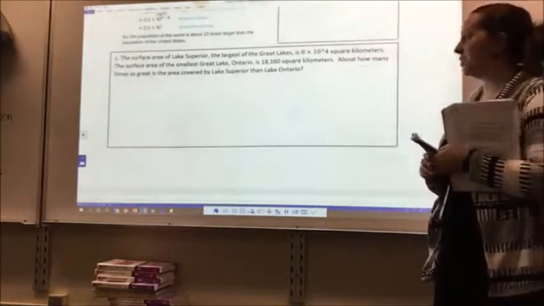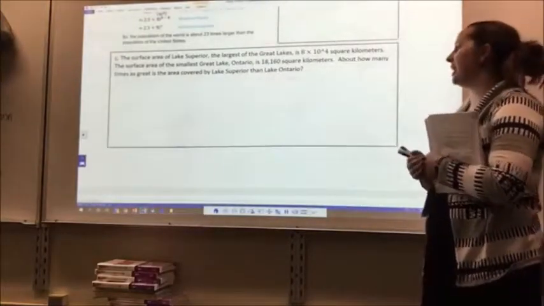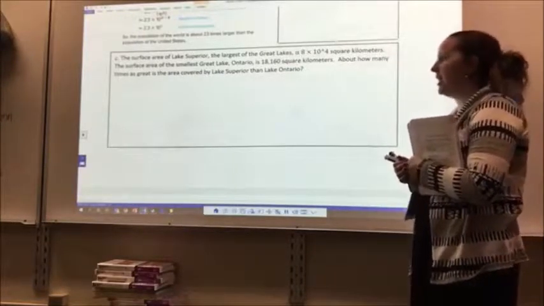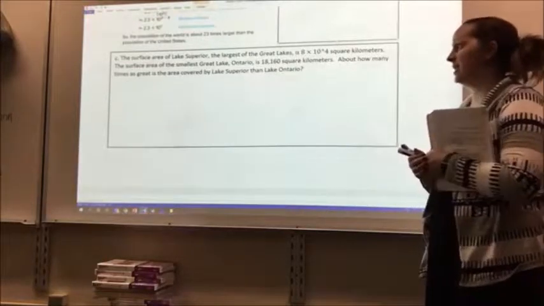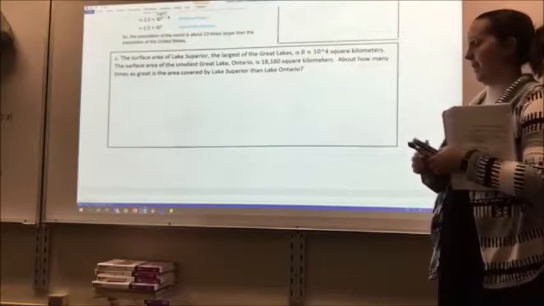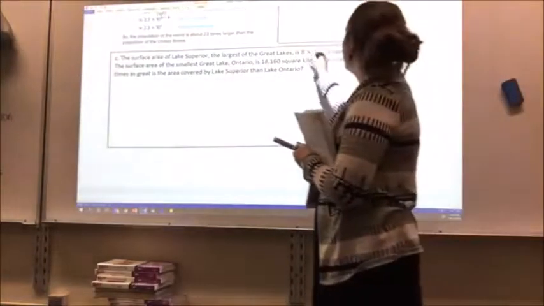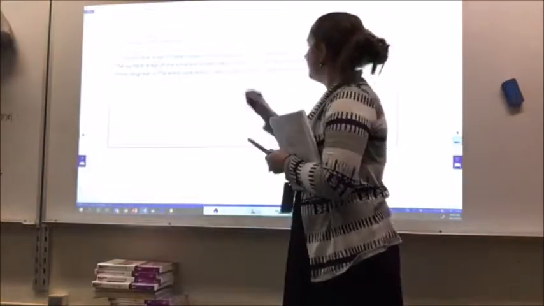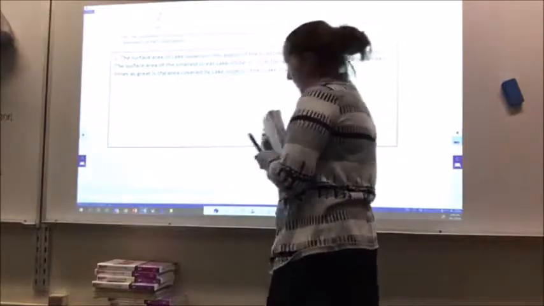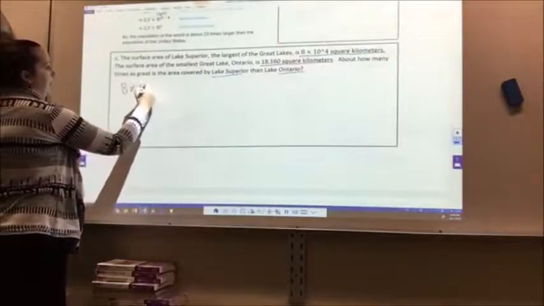All right, letter C says the surface area of Lake Superior, the largest of the Great Lakes, is 8 times 10 to the 4th square kilometers. The surface area of the smallest Great Lake, Ontario, is 18,160 square kilometers. How many times as great is the area covered by Lake Superior than Lake Ontario? All right, so my first Great Lake, Lake Superior, use blue for, and then Lake Ontario, use purple. So I want to do 8 times 10 to the 4th.